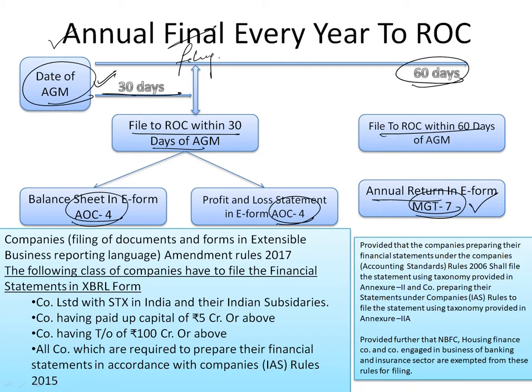Now, the company filing documents and forms in XBRL, that is extensible business reporting language. The following classes of company have to file the statement in XBRL form. What all? A listed company and its subsidiaries, companies having a paid up capital of 5 crore or above, turnover of 100 crore or above, and all companies who are required to prepare their financial statement under the Indian Accounting Standard Rules 2015. Now, companies preparing their financial statement as per Accounting Standard 2006 shall file the statement using the taxonomy provided in Annexure 2, and companies preparing their financial statement as per Indian Accounting Standard need to file using the taxonomy in Annexure 2A. That is the requirement provided in 2A.